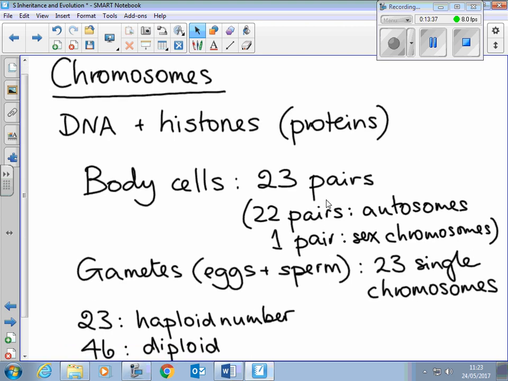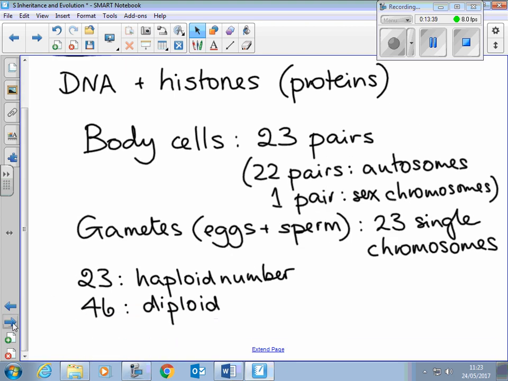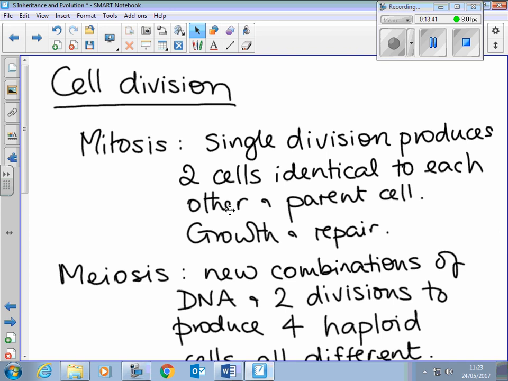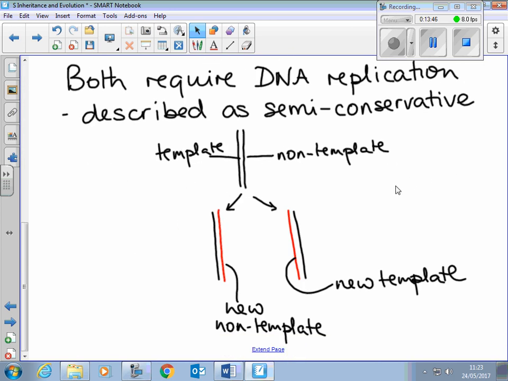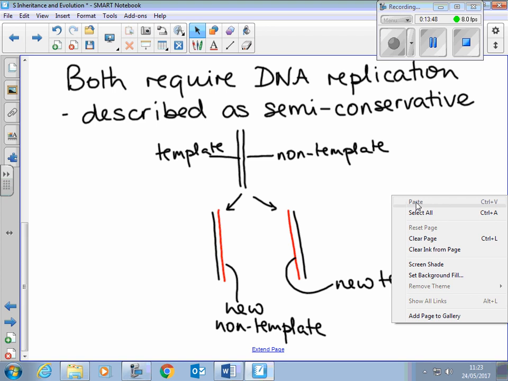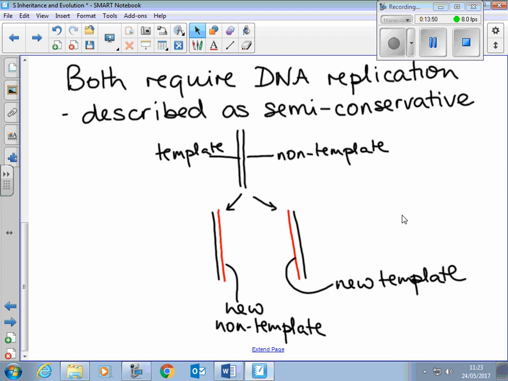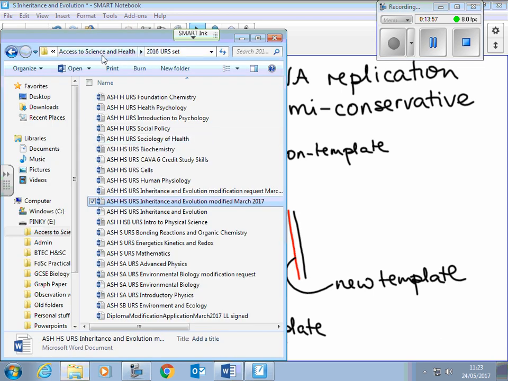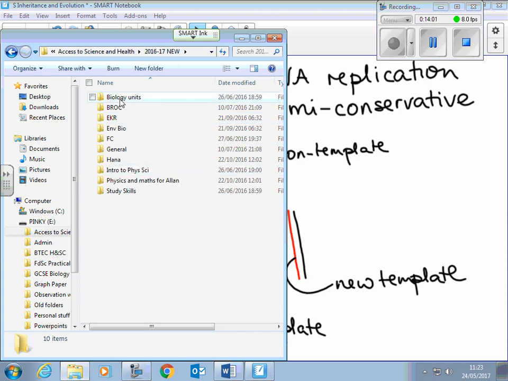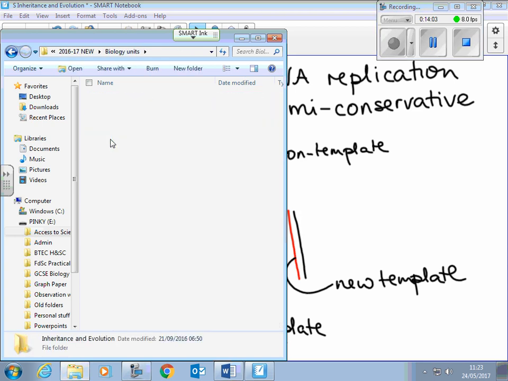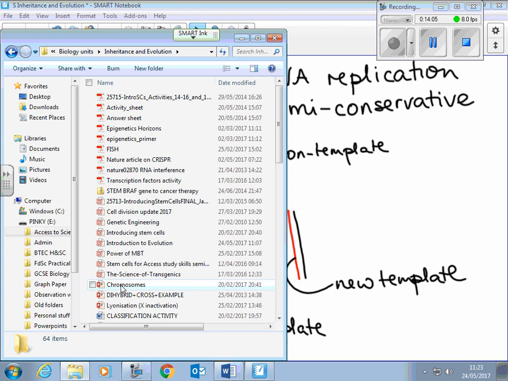The first bit about DNA replication, I don't actually think it's on here. No, it's not. The replication bit, all I have on the noteboard is on there. The other is on PowerPoint. So what I would suggest, I know where it is. I'll find you the bits that you need. It's in the cell division one.